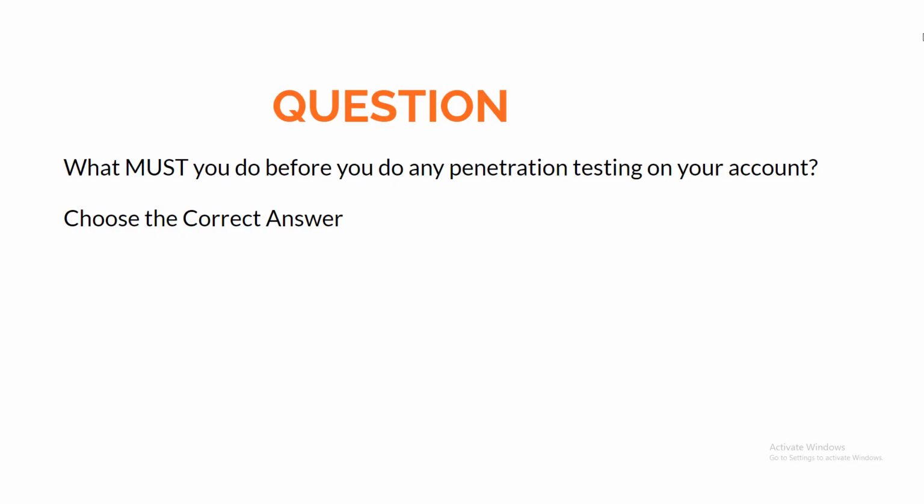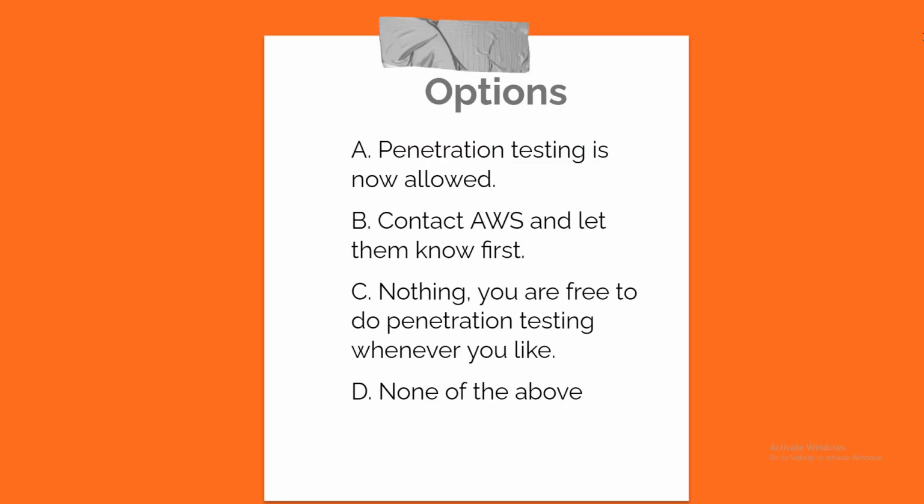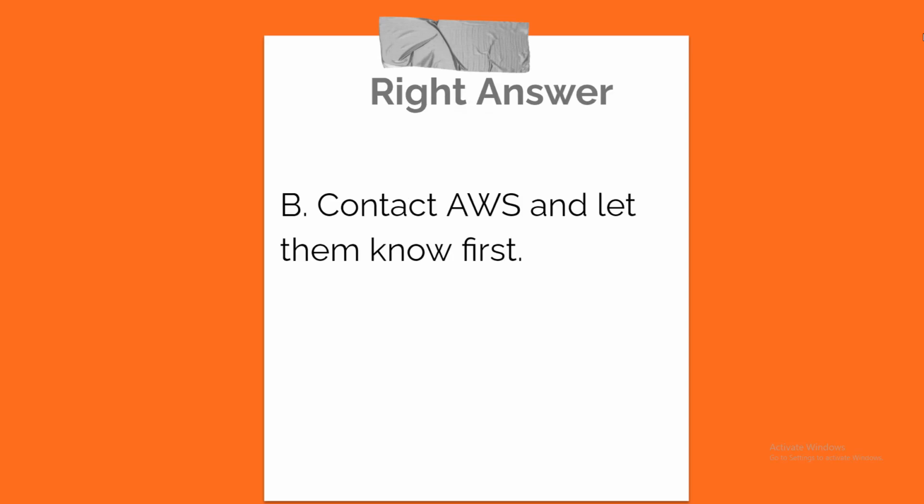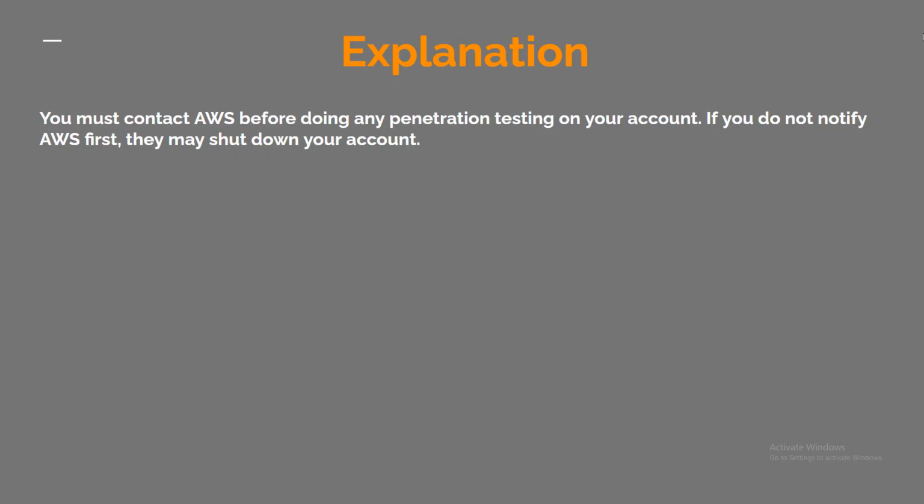Question: what must you do before you do any penetration testing on your account? Choose the correct answer. A. Penetration testing is not allowed. B. Contact AWS and let them know first. C. Nothing, you are free to do penetration testing whenever you like. D. None of the above. Answer: B. Contact AWS and let them know first. Explanation: you must contact AWS before doing any penetration testing on your account. If you do not notify AWS first, they may shut down your account.